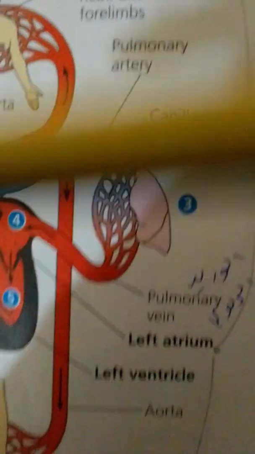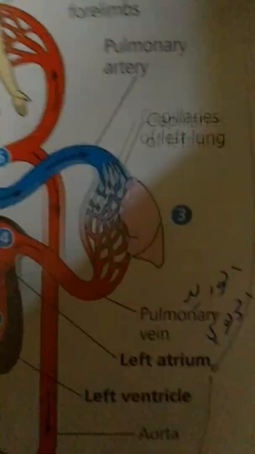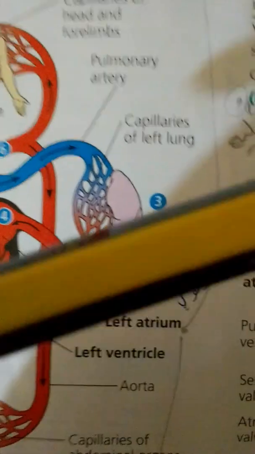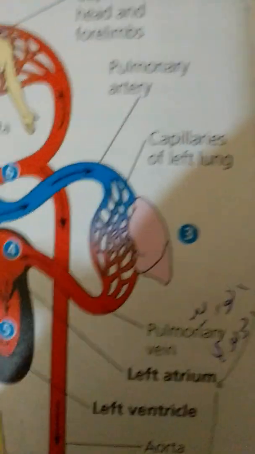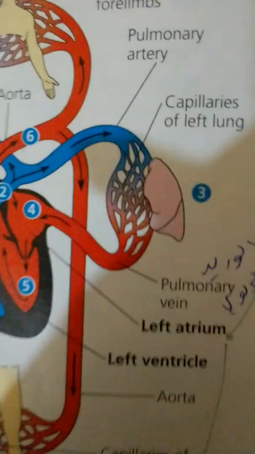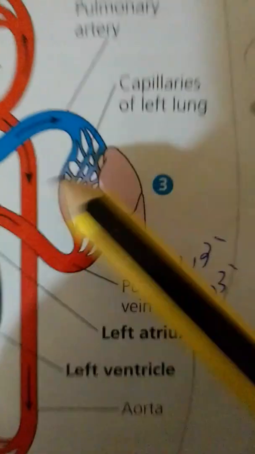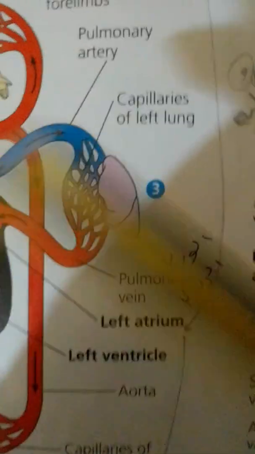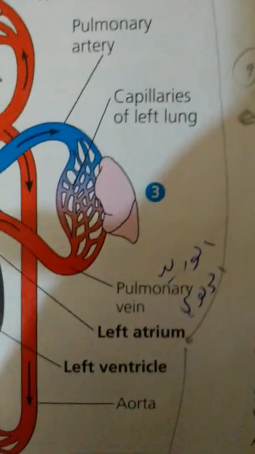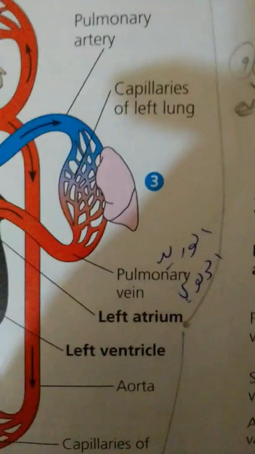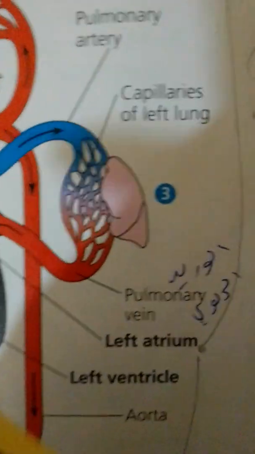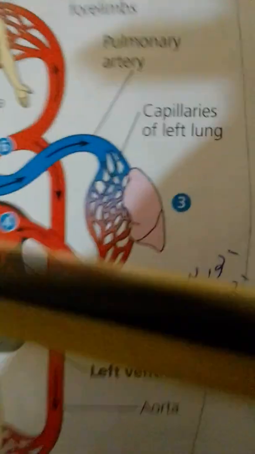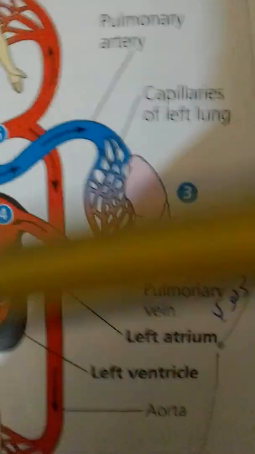Oxygen-poor blood from the head, neck, and forelimbs is channeled into a large vein called 9, the anterior or superior vena cava. It drains blood into the right atrium. Another large vein called 10, the posterior or inferior vena cava, drains blood from the trunk and hind limbs into the right atrium, from which the oxygen-poor blood flows into the right ventricle.